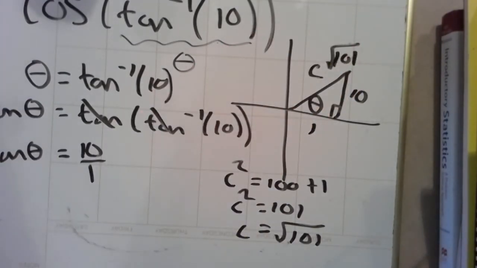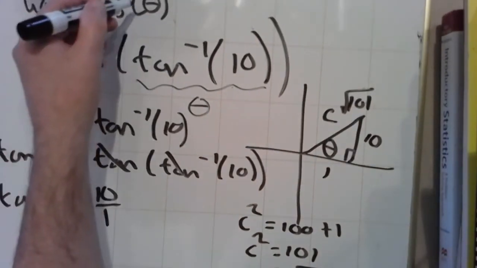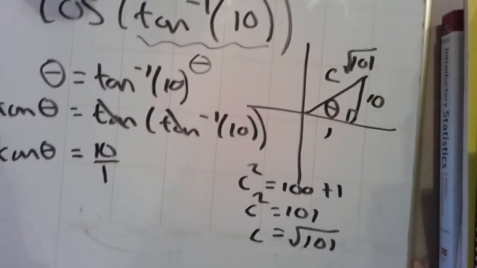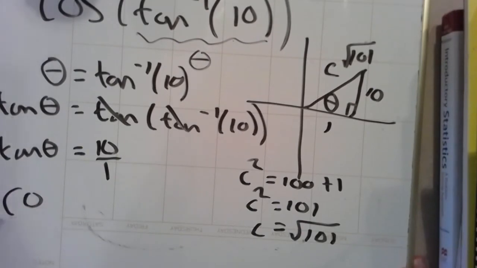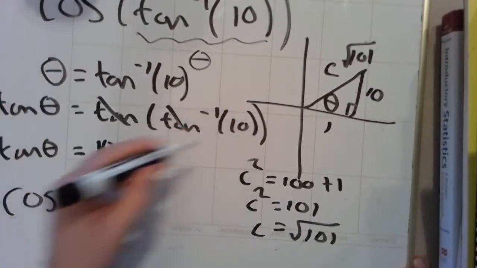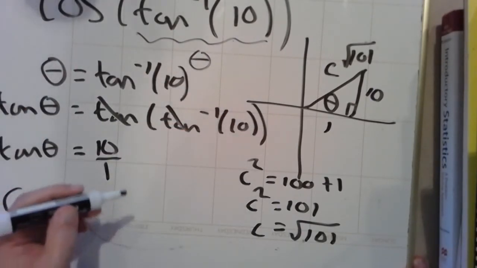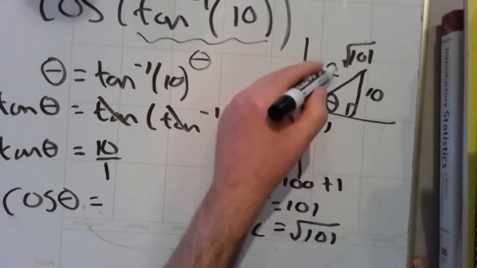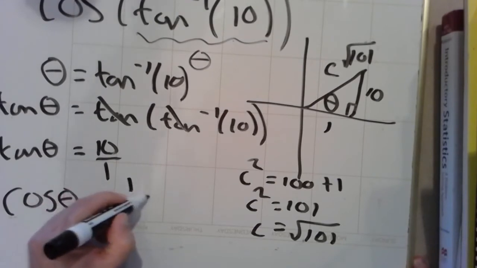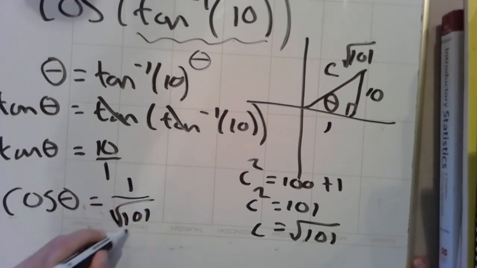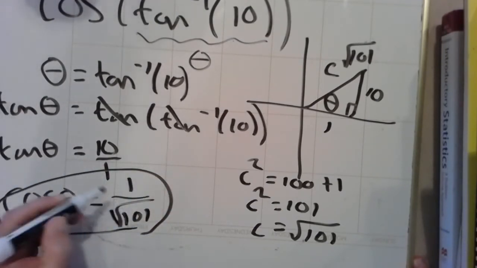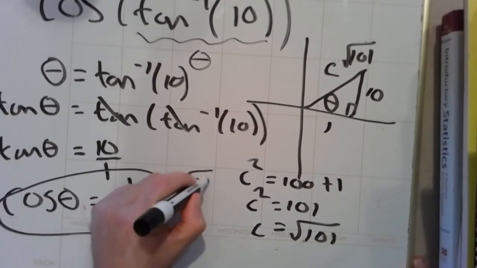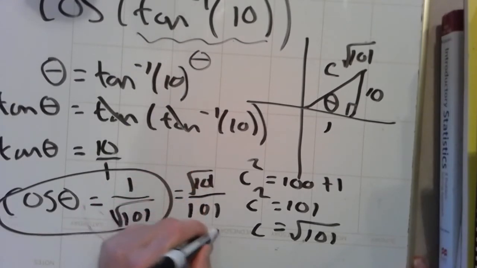Now finally, what was it I wanted? I wanted cosine of theta. So cosine of this angle theta, notice I never found the angle theta. I don't really care what the angle is. It will be adjacent over hypotenuse, 1 over square root of 101. If I want to rationalize that denominator, that would be root 101 over 101.